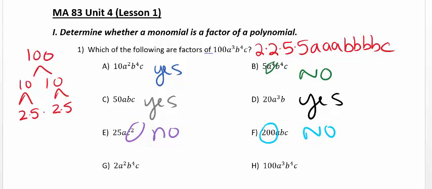Now we'll check to see if 2a squared b to the fourth c is a factor. Well, I have a 2 here, so that's inside. I have an a squared, I have a b to the fourth, and I have a c. So yes, this is a factor. Now we're going to see if 100 a to the third b to the fourth c is a factor. Well, to make 100, I can do 2 times 2 times 5 times 5. It's right in there. A to the third, I have that there. B to the fourth is there. And c is there. So yes, this is a factor.